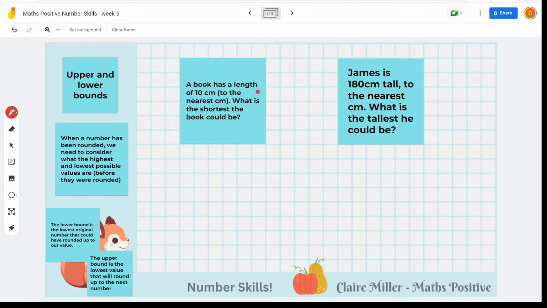Okay, so a book has a length of 10 centimetres to the nearest centimetre. What's the shortest the book could be?